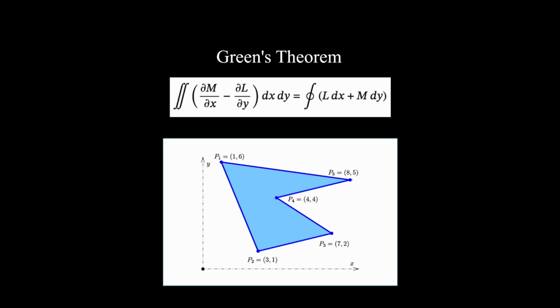What Green's theorem says is that if you have a double integral and you can separate the inside into the partial derivative of M with respect to x and the partial derivative of some L with respect to y, you can actually turn it from a double integral, which goes over the entire region, to a path integral, which goes along the outside of the region. This might seem like it comes out of nowhere, but it's actually the perfect thing for this.